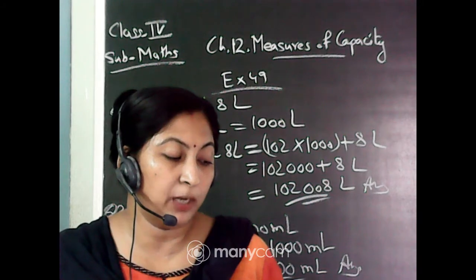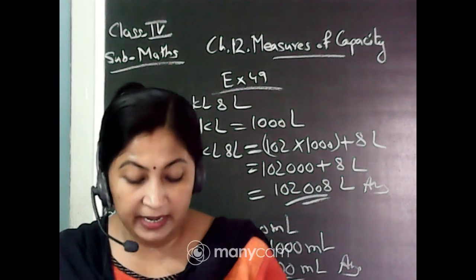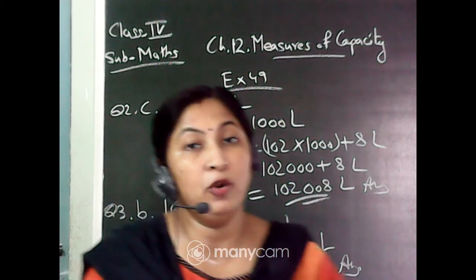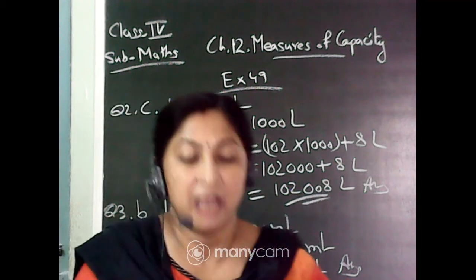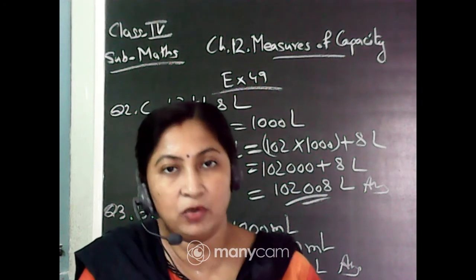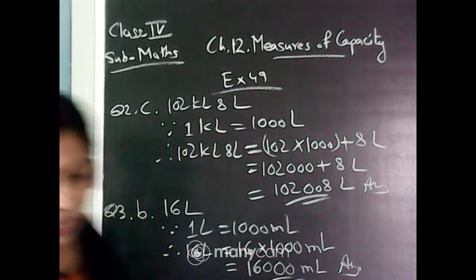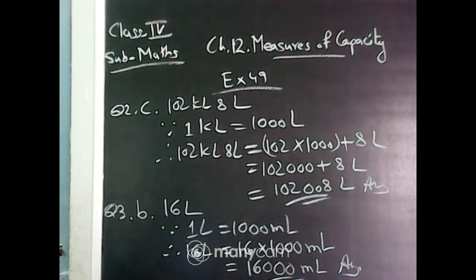Now come to question number 4. Convert each of the following into milliliters. The same thing what you have done in question number 2. In question number 2, kiloliter and liter was given. You were converting into liters. And now in question number 4, liter and milliliter is given. You have to convert in milliliters. Just remember, whenever 2 units are given, you have to change in 1 unit. That time you will first change the first one into the lower unit and then you will add. Okay.